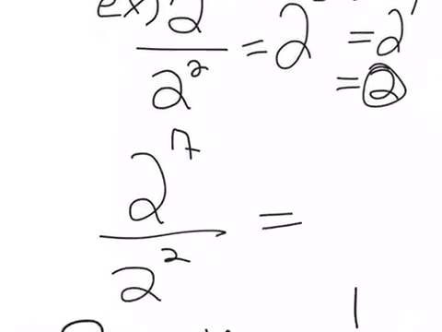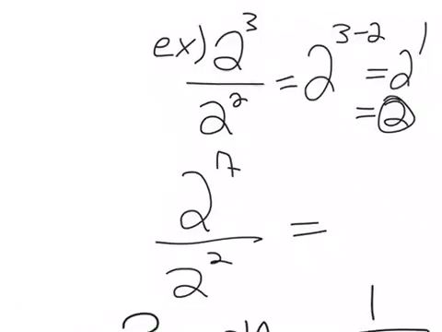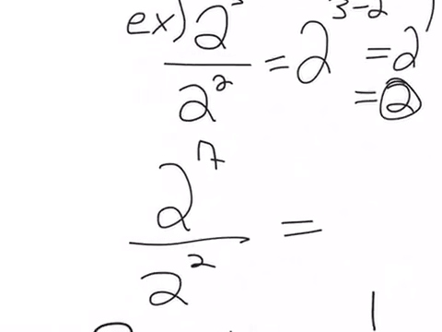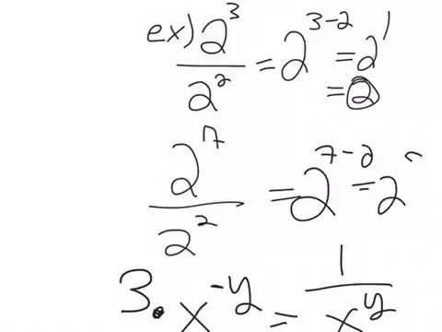Here I have 2 to the 7th divided by 2 to the 2nd. All you have to do is keep the common base and subtract the exponents. Then 7 minus 2 gives 2 to the 5th, which is equal to 32. Now let's get into another rule.